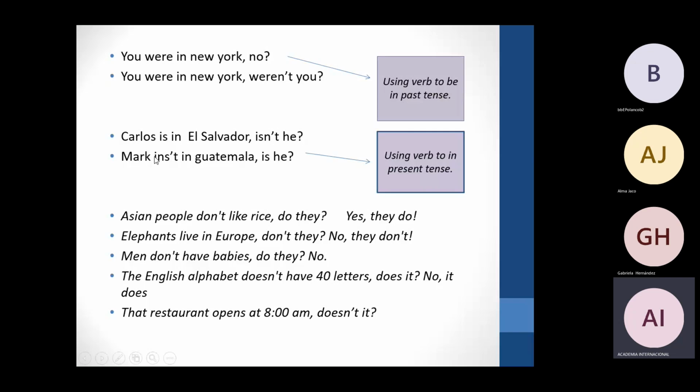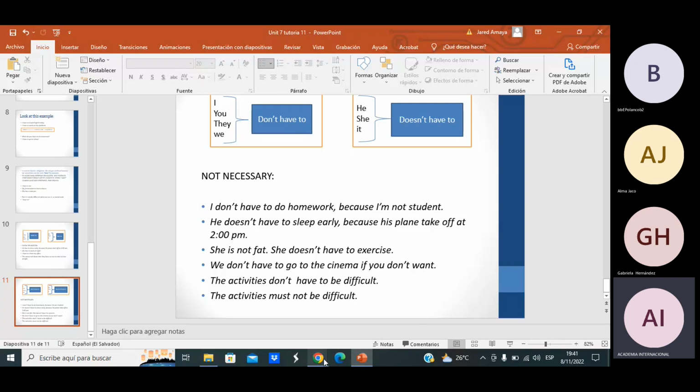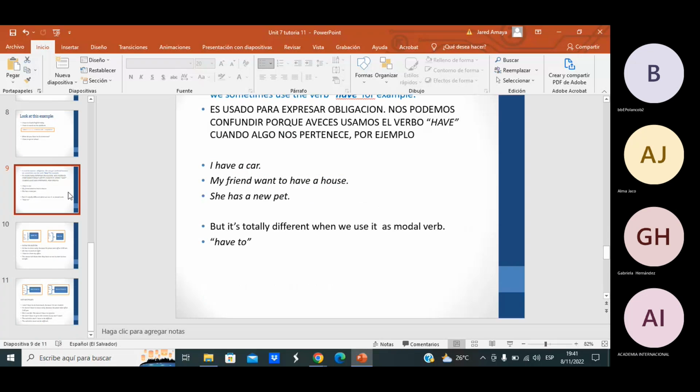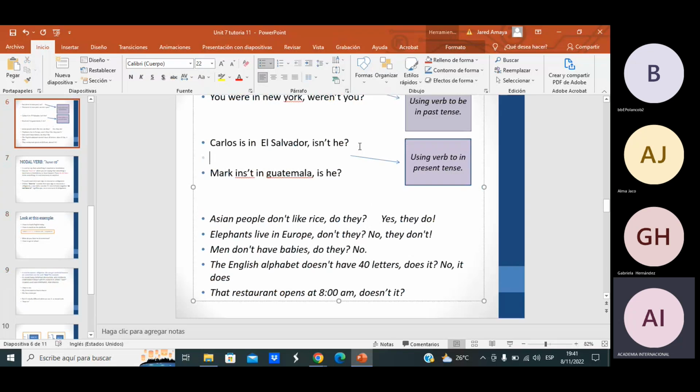Now, Mark isn't in Guatemala, is he? Ahora, me gustaría saber si tienen una idea de cómo harían esta oración. Esta de que dice de Carlos. Carlos is in El Salvador, isn't he? Ahora, si yo digo, he isn't in El Salvador. ¿Cómo harían la última oración? La tag question, ¿cómo la harían?